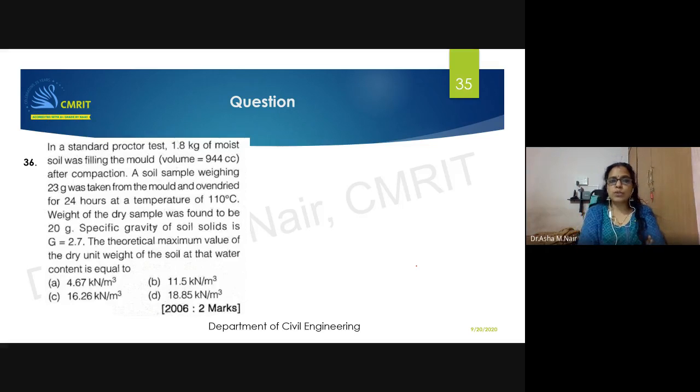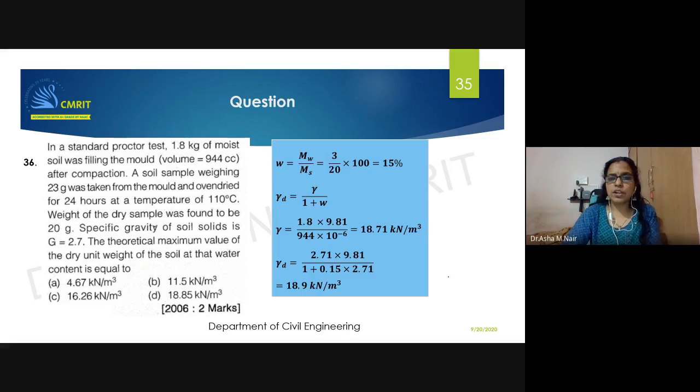So, how do we do this question? First, we are given that it is 1.8 kg of moist soil. So, what does it mean? 1.8 kg of moist soil, and also the volume is 944. Now, in this case, first and foremost, keep in mind what you are asked to find out: the theoretical maximum value of dry unit weight of the soil at that water content. So, they are asking with respect to the zero air void line. Any density corresponding to the zero air void line, we call it a theoretical density.